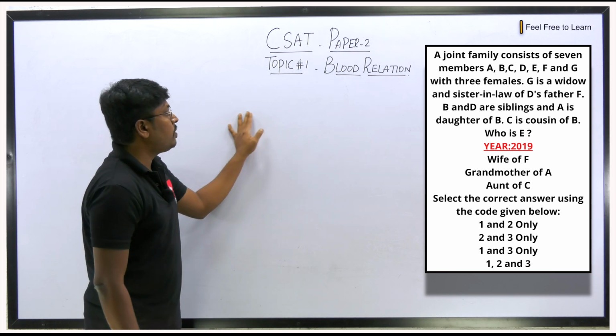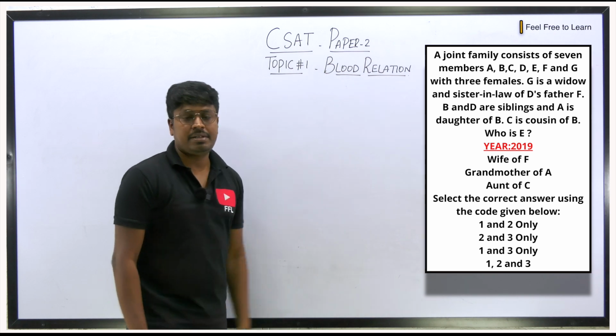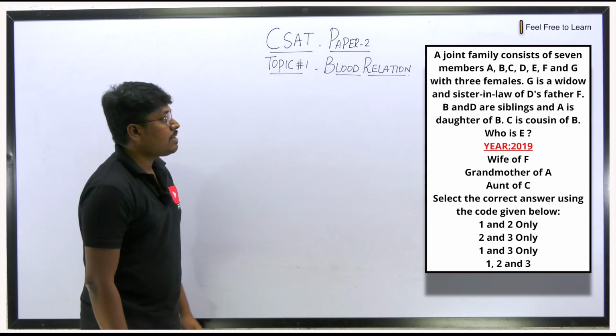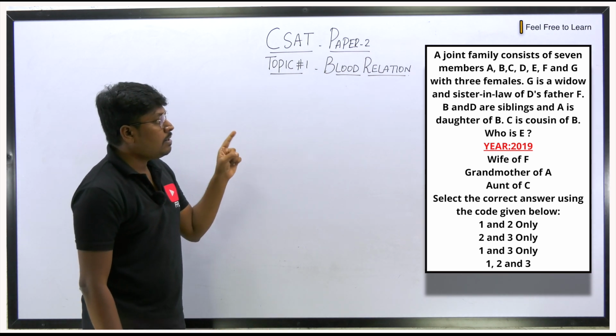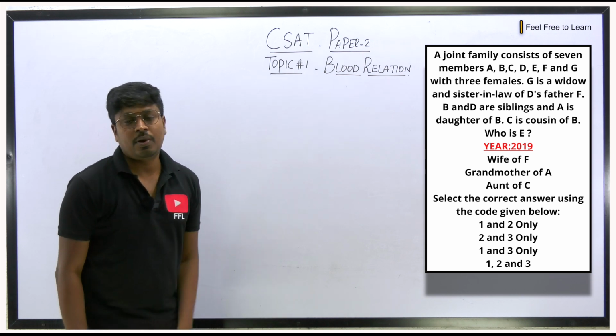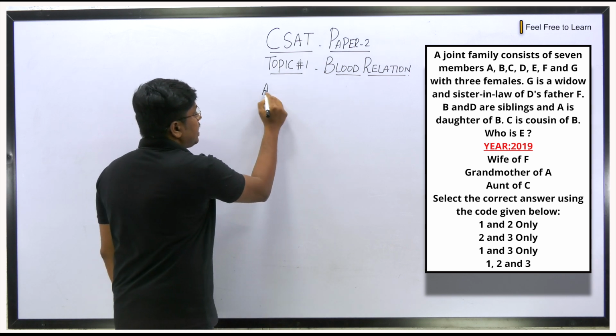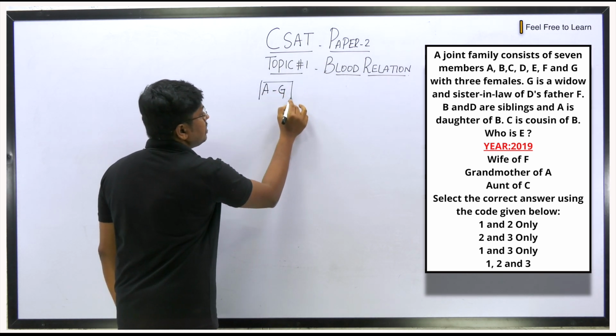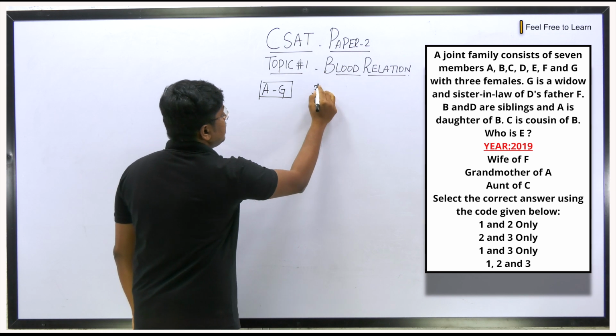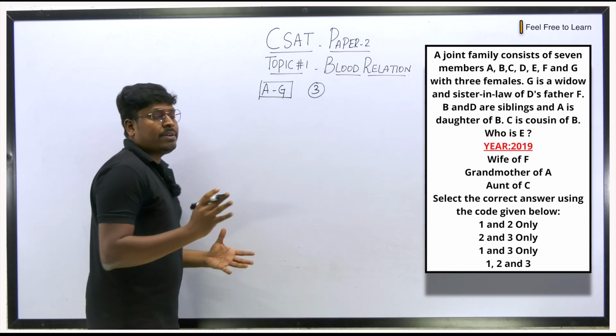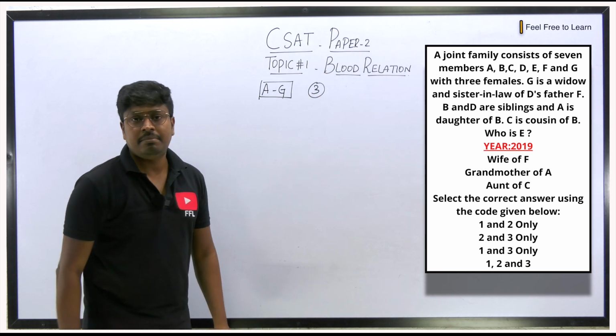So now let me move on to the CSAT previous year exam question so that we can easily crack this, right? So it's a 2019 CSAT exam question on the topic blood relation. A joint family consists of 7 members A to G, right? Totally there are 7 members and there are 3 female members in the family. Got it? So totally 7 members. Out of 7 there are 3 female members in the family.